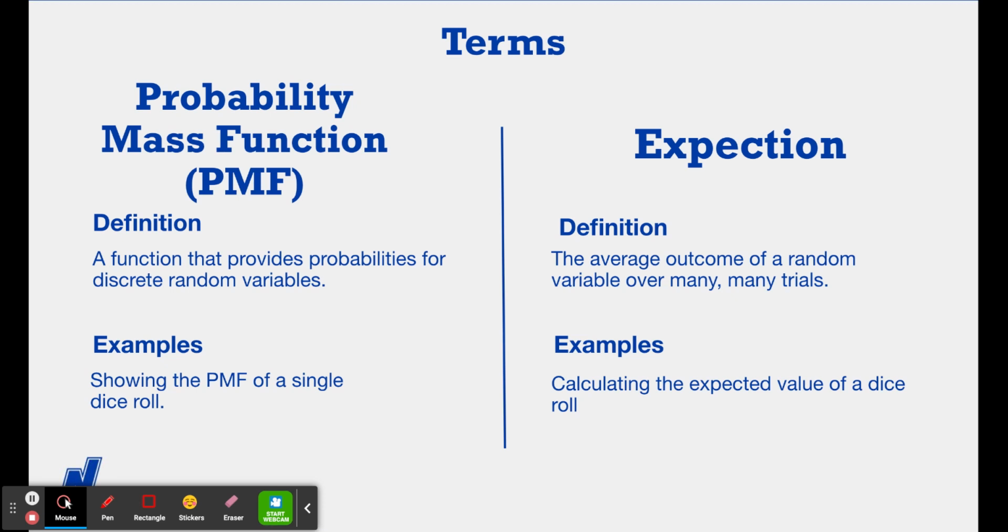The expectation, or expected value, is essentially the average outcome of a random variable if you were to perform the experiment a very large number of times. For a dice roll, the expected value would be 3.5, calculated as the sum of the outcomes from 1 to 6, each multiplied by their respective probabilities, which is 1/6.